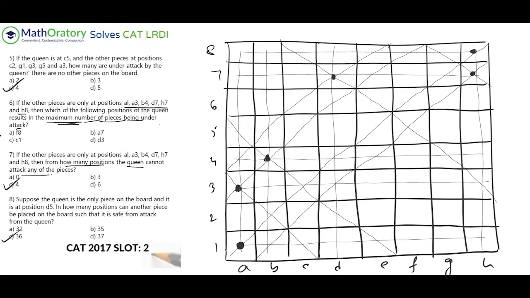So now let us look at the options. If you look at F8 first of all, F8 is F here, 8 here. There are 2 lines passing through it. F8, 2 pieces will be under attack.